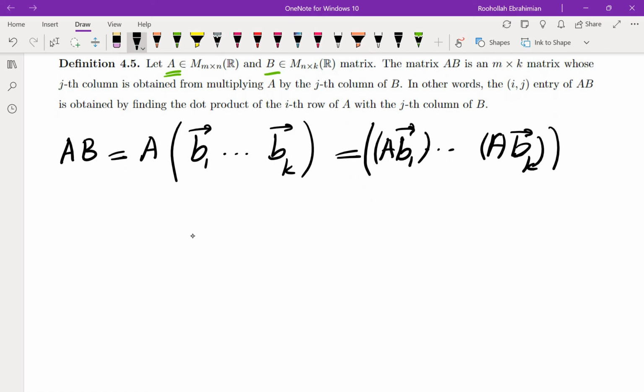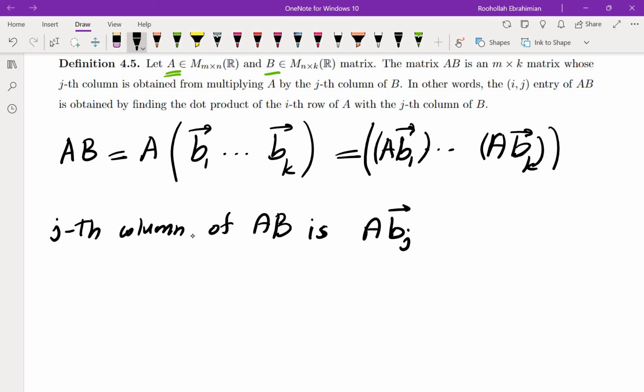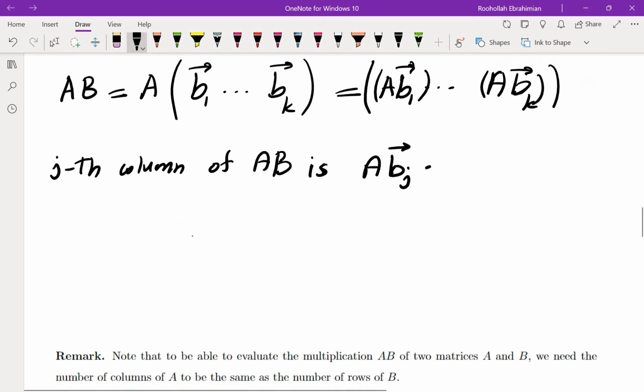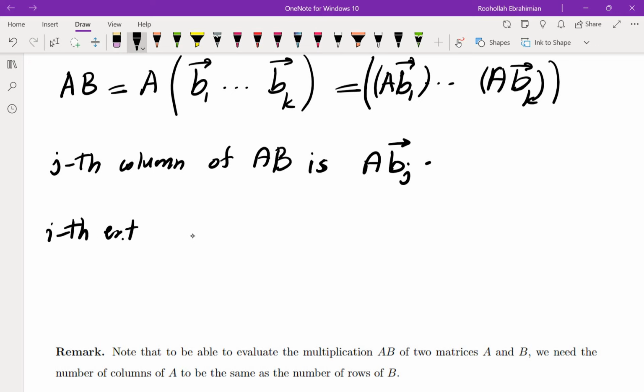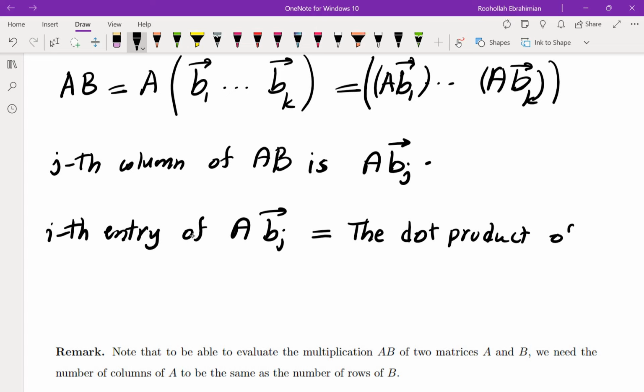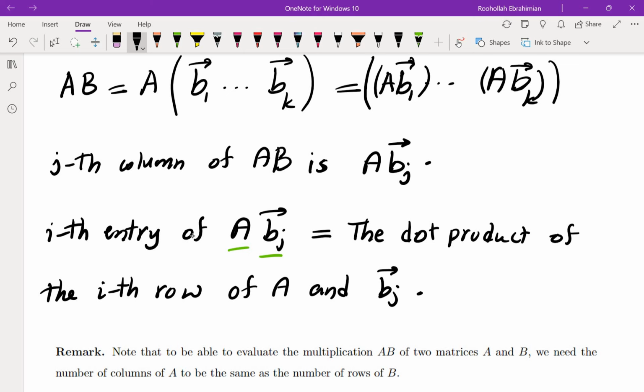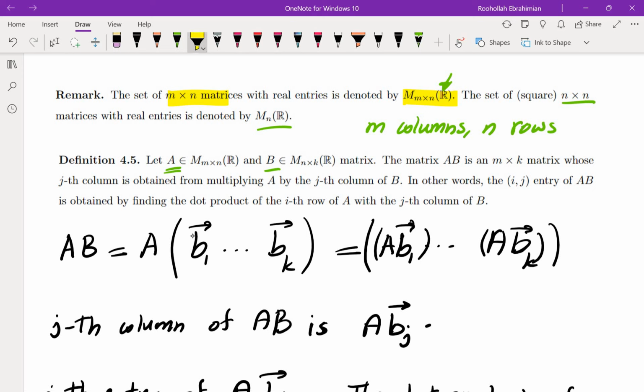Now, if I look at the jth column of AB, it is A times Bj, and Bj is the jth column of B. Now, what is the ith entry of this column? The ith entry of A Bj is the same as the dot product of the ith row of A and Bj, because now we are multiplying a matrix by a column, and Bj is the jth column of B. Hence, we get the next statement, which is that the ij entry of AB is obtained by finding the dot product of the ith row of A and the jth column of B.